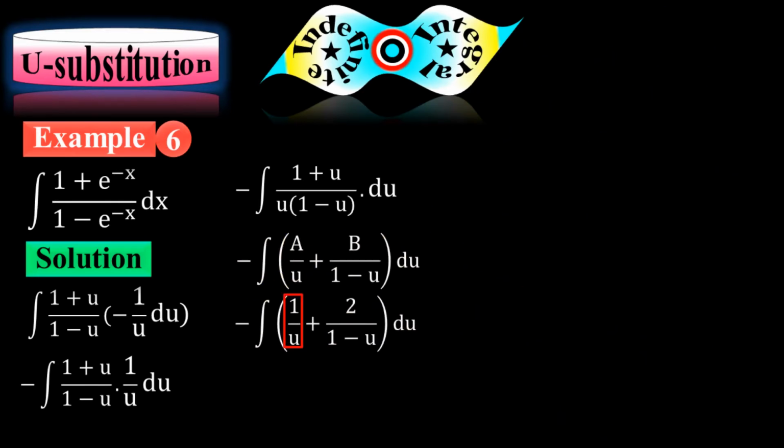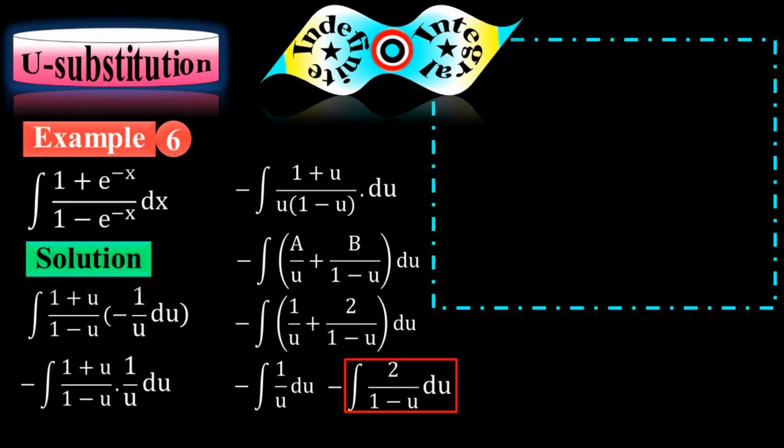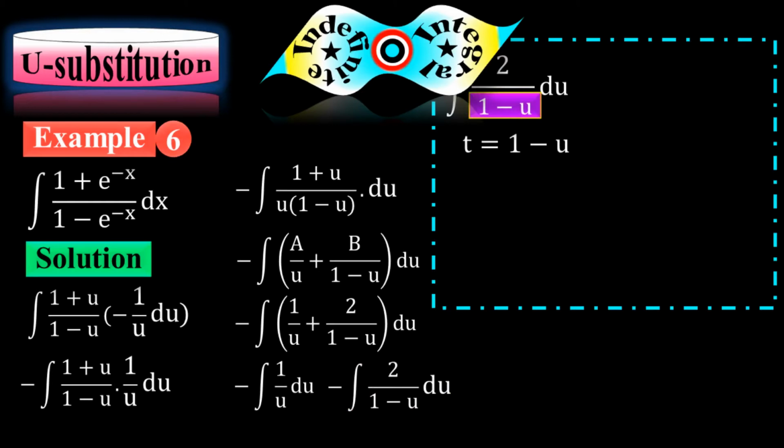When you look here, it is easy to integrate 1 over u. But it is not easy to integrate 2 over 1 minus u. Let's solve this term in an extra calculation. Suppose 1 minus u equals t. It's the third variable, t. And take the derivative on both sides. We have dt over du equals minus 1. Pull out du here to separate the terms. Now we have du equals minus dt.